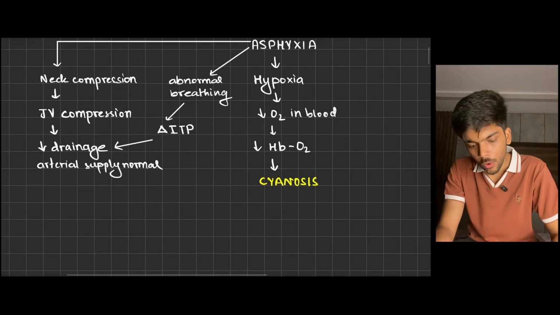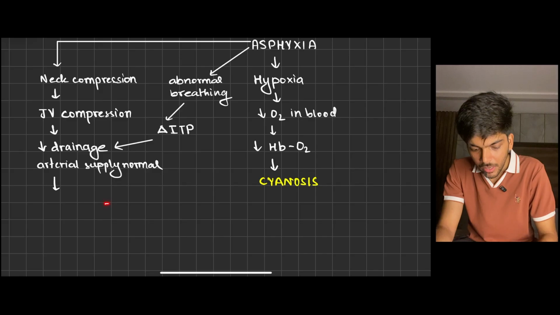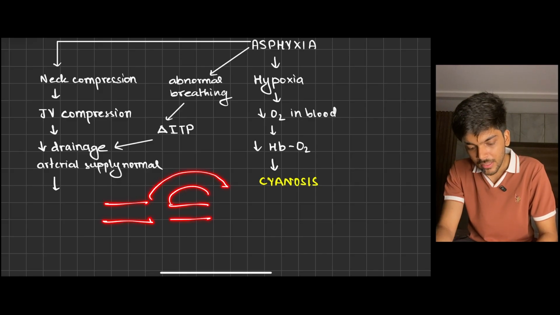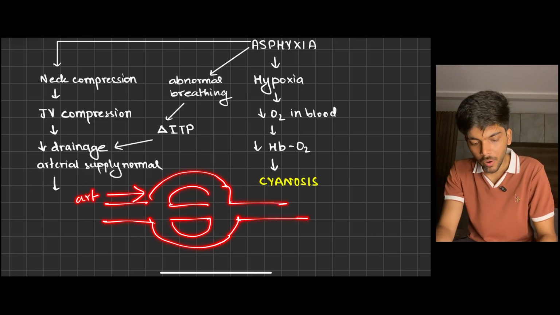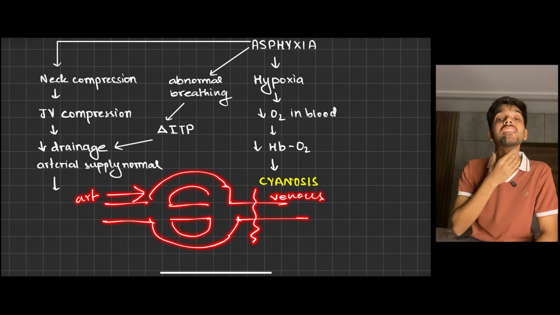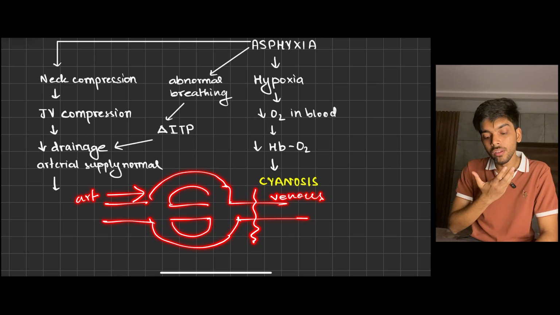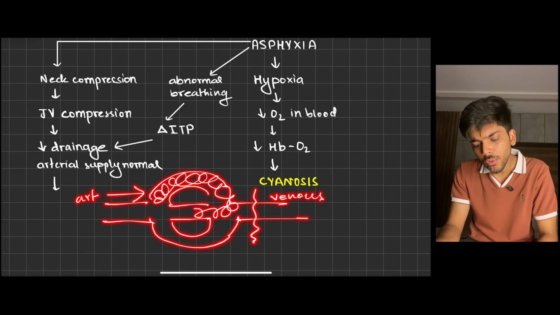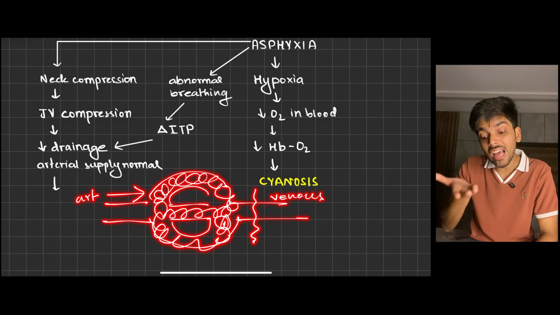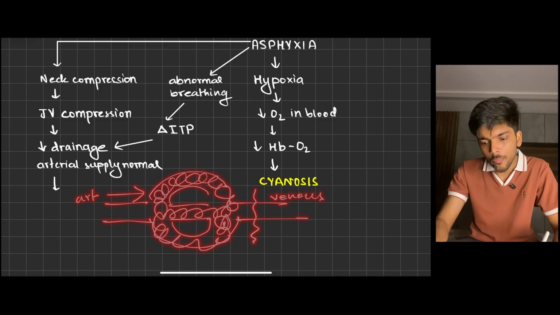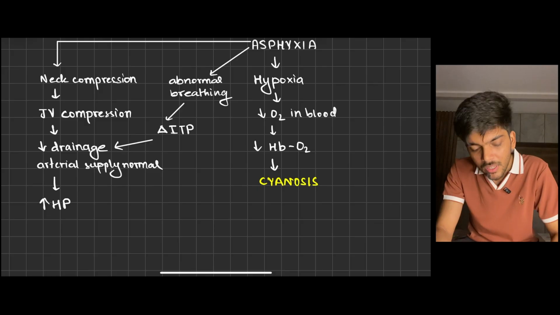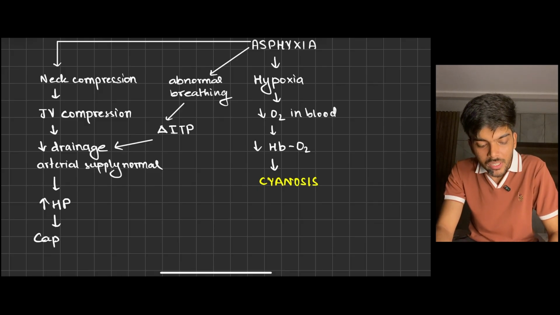Okay. Now, see, here is your capillary. This capillary is receiving normal arterial flow, but at the vein side, it's blocked. That means the venous drainage is not there, but the oxygenated blood is continuously going. So lots and lots of blood will pool into the capillary, which will increase the hydrostatic pressure and build up pressure inside the capillary. This increase in hydrostatic pressure will lead to the rupture of the capillary.